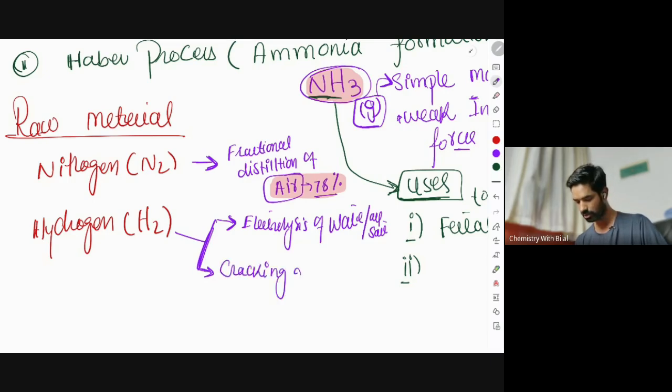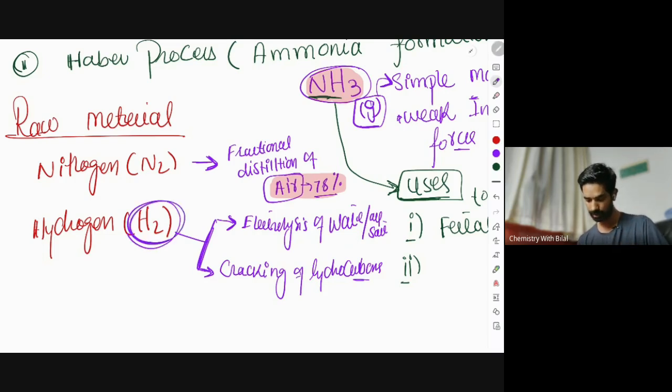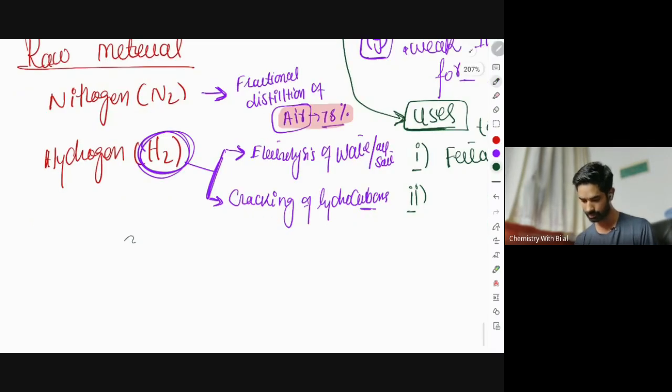अभी हम चैप्टर पढ़ेंगे organic chemistry इंशाल्लाह. So both cracking and electrolysis, they produce hydrogen as one of the products. So you can have hydrogen from cracking or electrolysis and nitrogen from air. You can make them react under certain conditions. This is the symbol equation.